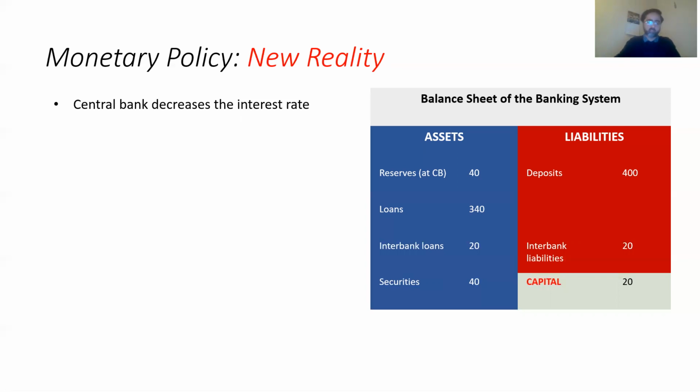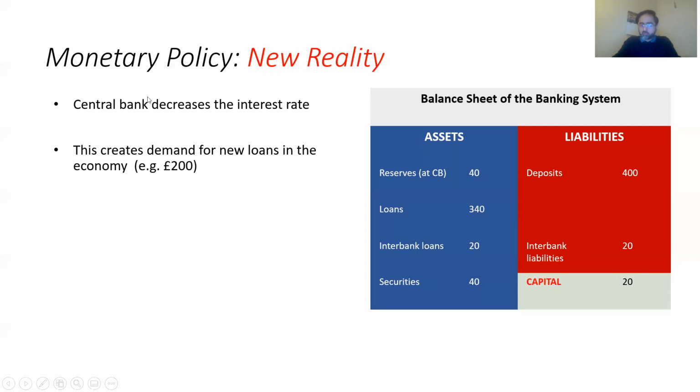So let's have a look at that. Let's say that the central bank decides to decrease the interest rate from wherever it is. And let's start from the same starting point as before. So we have just enough reserves to meet the liquidity requirements of our deposit base. Now, this decrease in interest rate is going to create a demand for new loans of, let's say, £200.